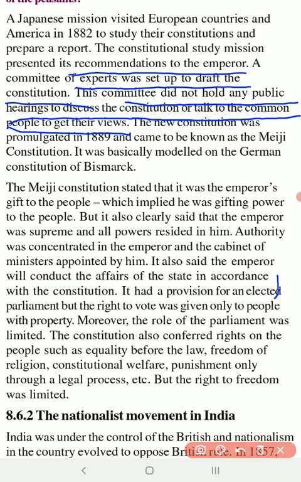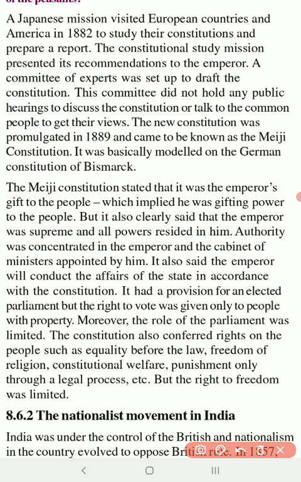This particular committee, appointed to write the constitution of Japan, never consulted any of the local people, but rather consulted other foreign countries that had already seen the flowering of democracy in their own countries, like Europe and so on. But now a new constitution has been written, and it was declared in the year 1889. It came to be known as the Meiji Constitution.